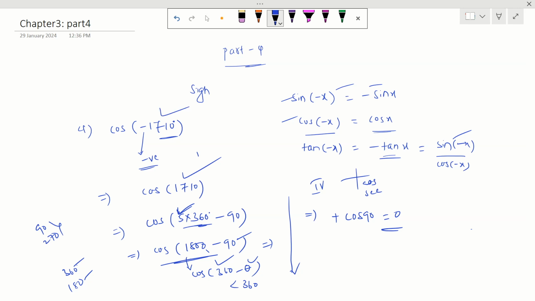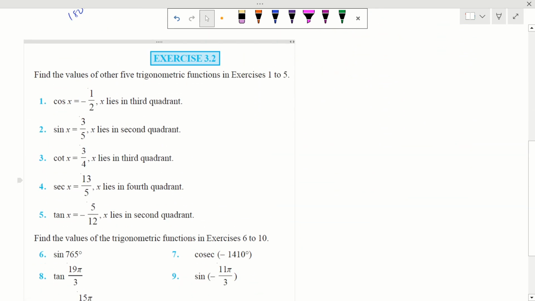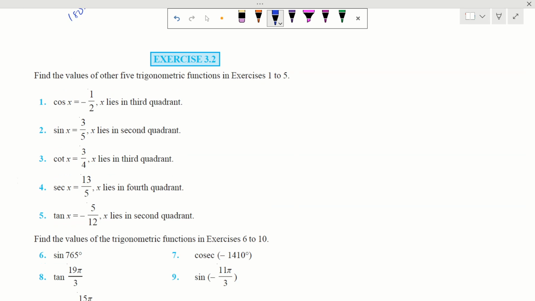When a negative angle is given, you apply this formula, and it will come as positive numbers, and then you can apply the quadrant rules. You will understand that by solving this exercise. So now we are going to solve this exercise.